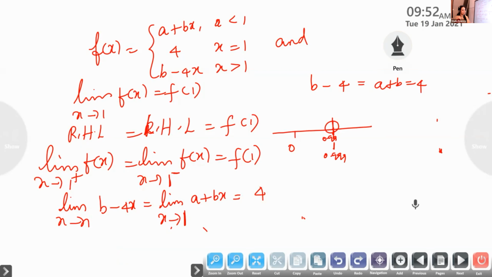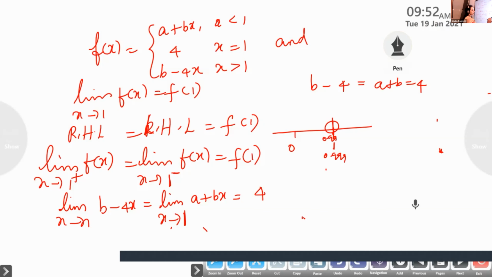One minus means more than 1, greater than 1. 1 minus means it is less than 1. Expects values less than 1. Now equate it and find the values of A and B. So B minus 4 is same as 4. A plus B is equal to 4. From this solve and find out what is the value of A and what is the value of B.